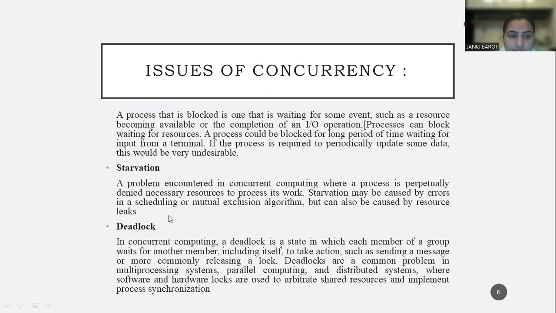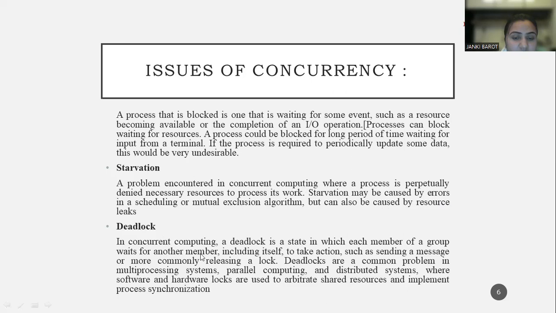Starvation is a problem encountered in concurrent computing where a process is perpetually denied necessary resources to process its work. Starvation may be caused by error in a scheduling or mutual exclusion algorithm, but can also be caused by resource leaks.